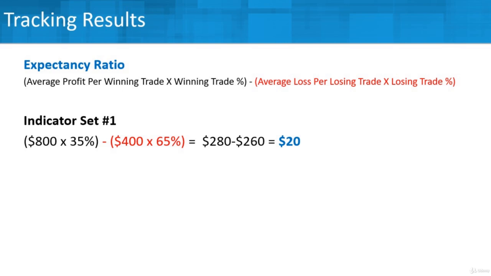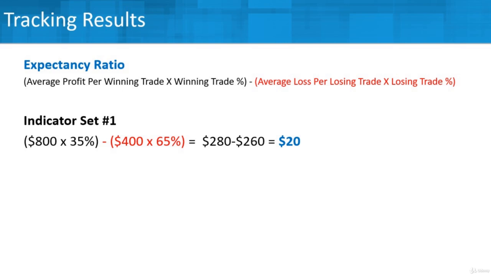Though we do have more losses in this indicator set we're using. 65%, again, it's going to add up to 100%. 65% is our losses. So you do the math and you see 280 minus 260 and you get $20. So what you can expect to make per trade is 20 units or $20. And you may say to yourself, well, that's not that great. I could do better.